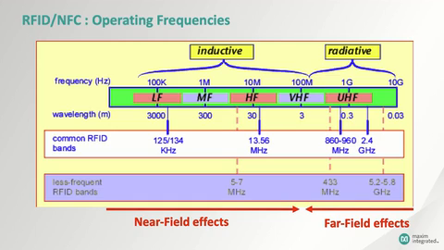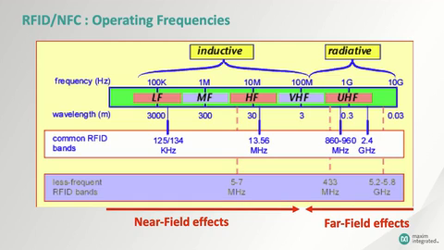Now, most RFID systems operate in the near field. The coupling between the sending and receiving systems is generally inductive, like the coupling observed in an air-core transformer. This coupling dictates most of the behavior observed in RFID systems.